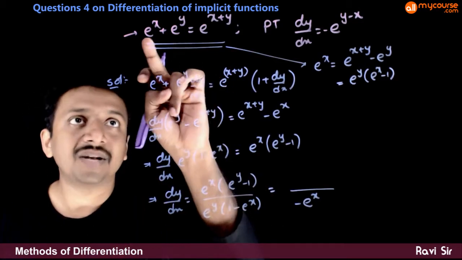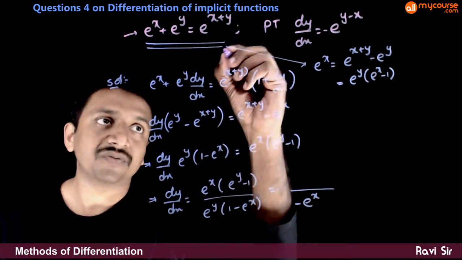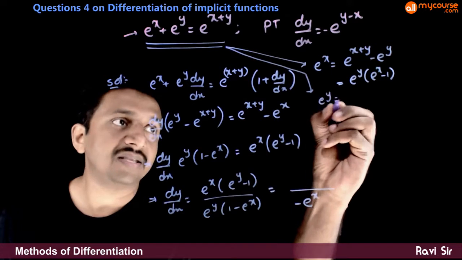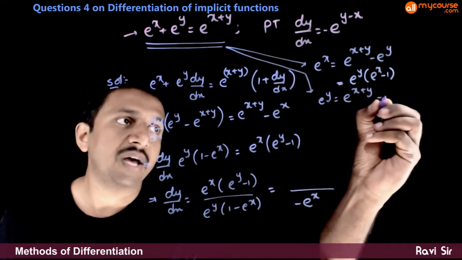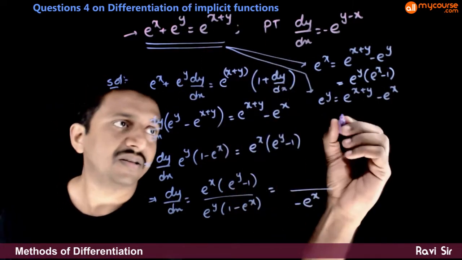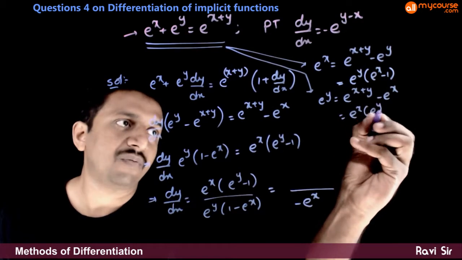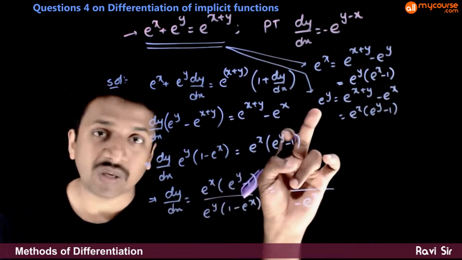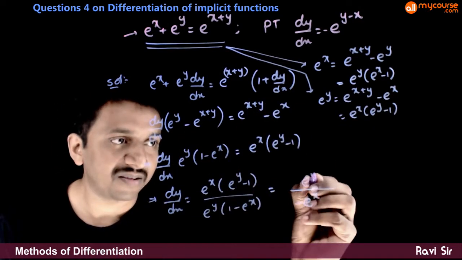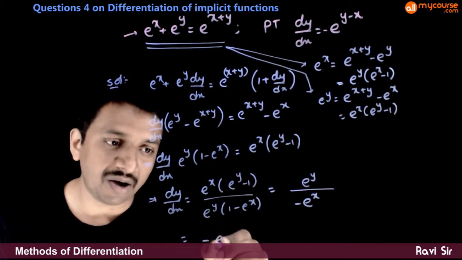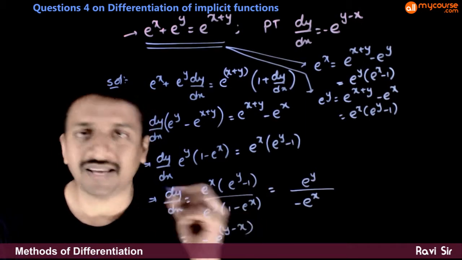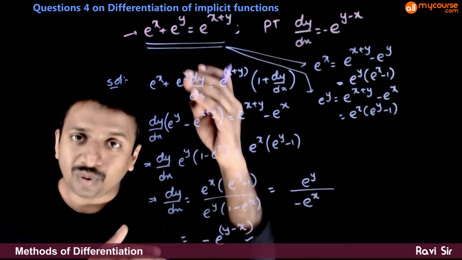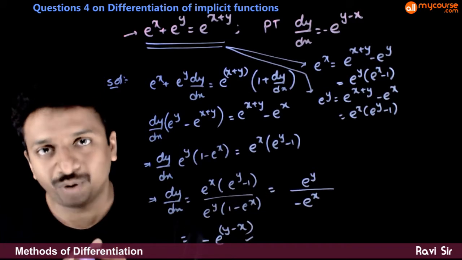To find this, let us send e^x onto this side. So if you do a different simplification, e^y is equal to e^(x+y) minus e^x. That is e^x times (e^y minus 1). So e^x times (e^y minus 1) is equal to e^y. So that is equal to minus of e^(y-x). Hence proved. If you do the differentiation directly, this is how you prove this.